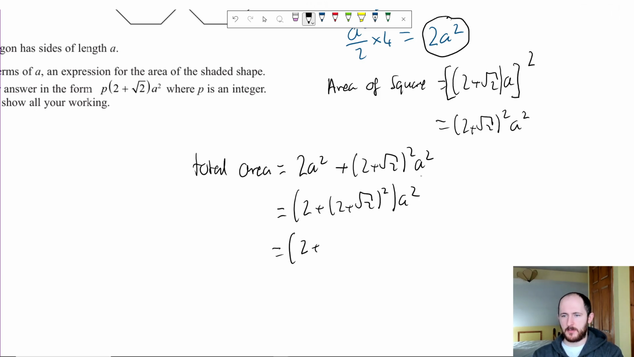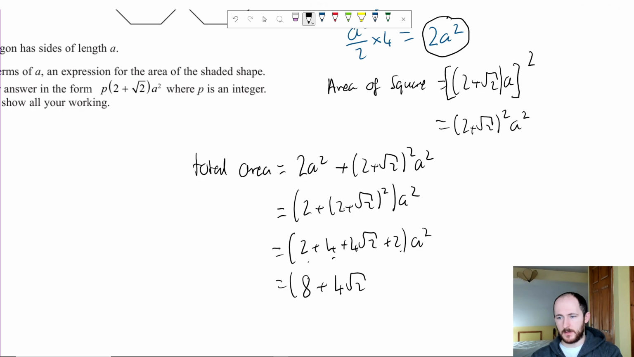So we have 2 plus, we're going to have 2 squared, which is 4. We're going to have 2 root 2 plus another 2 root 2, which is 4 root 2. And then root 2 squared is 2 again. So that equals 2 plus 4 plus 2 is 8, plus 4 root 2, all times a squared.